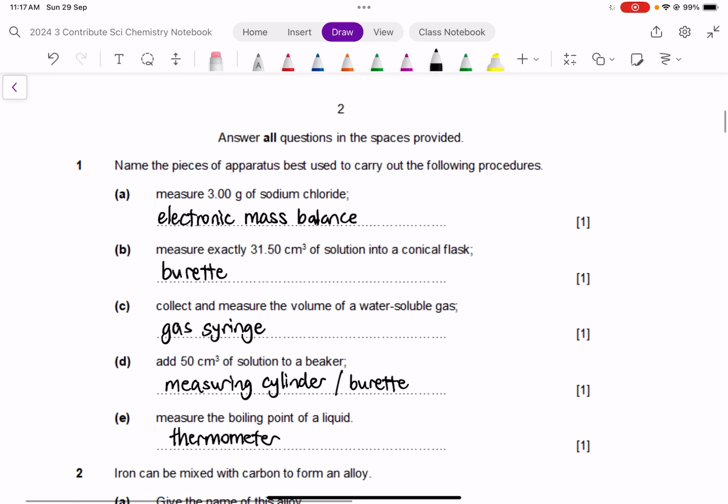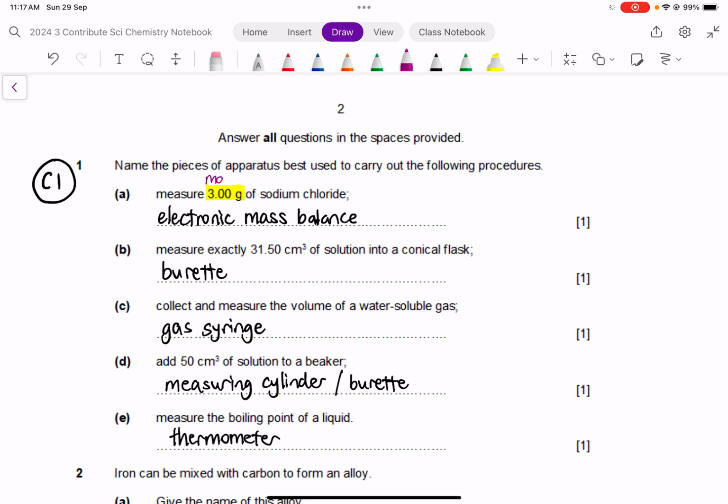Now question 1 is from chapter 1 of your textbook. This is on measurement, instruments and techniques. So the key thing to note here is what is the quantity that is being measured? So for instance, in 1A, you're asked to measure 3 grams of sodium chloride.